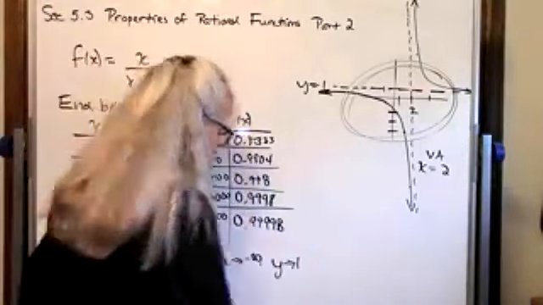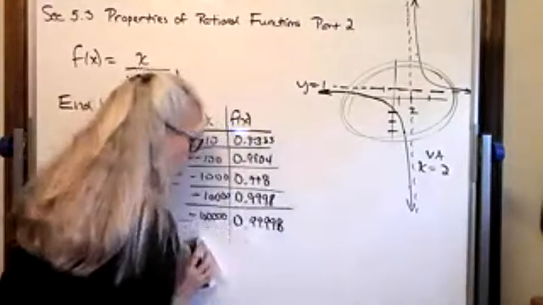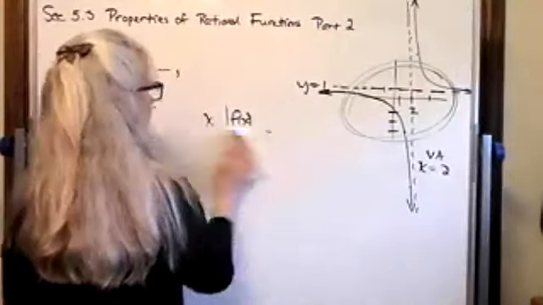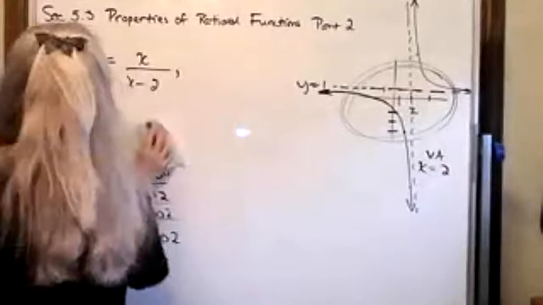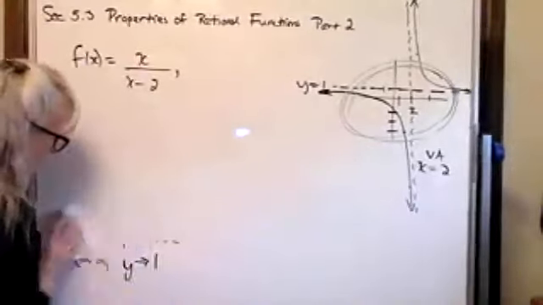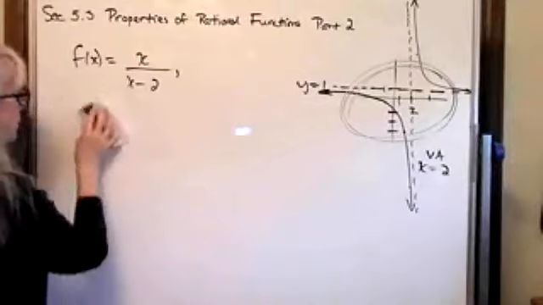Please note the graph will either have a horizontal or an oblique, never both. So how can we find the horizontal asymptote, the end behavior, without going through this process of building a table?